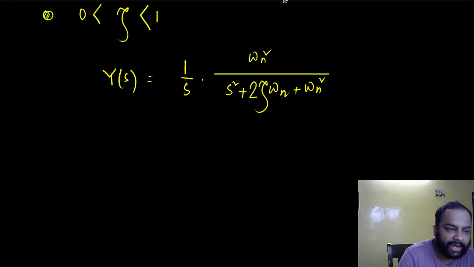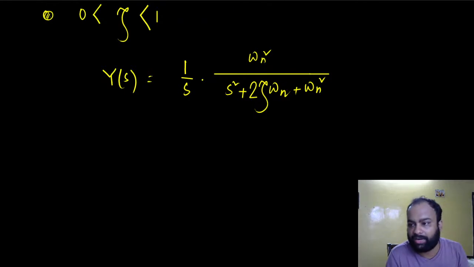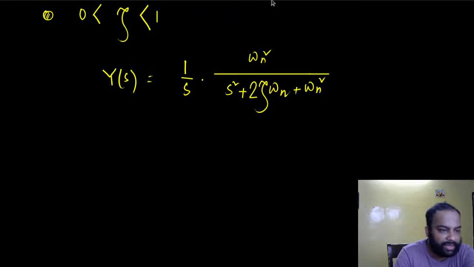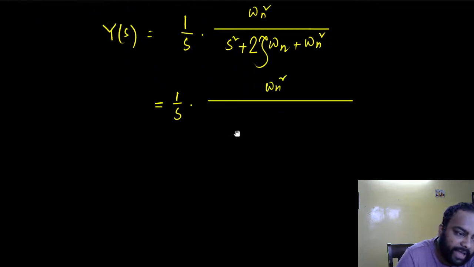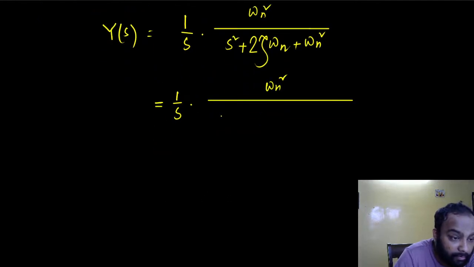Now, before I can proceed with this, let me try to figure out the partial fraction expansion here. Again, let's try to at least do something with the denominator. Let's see what I can do. So I have 1 by s and then multiplied with omega n square. Now we have heavy mathematics ahead, so be sure to follow it properly. So we have s square plus 2 zeta omega n s, and I did forget to write s here, plus omega n square.